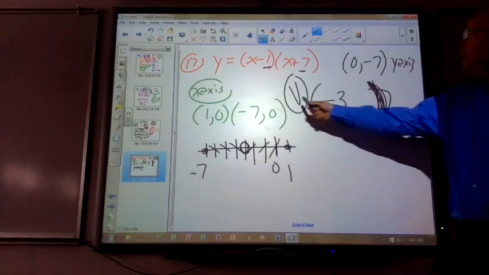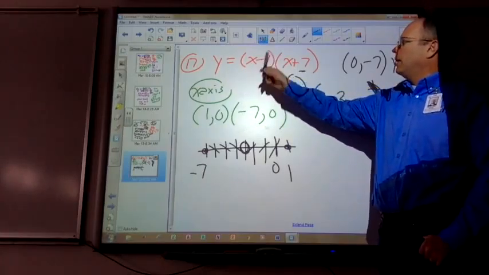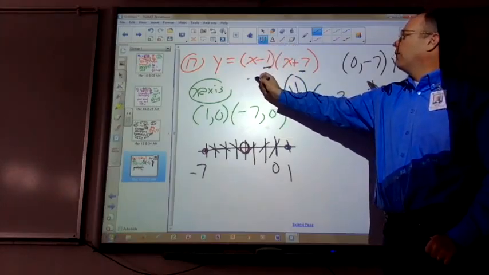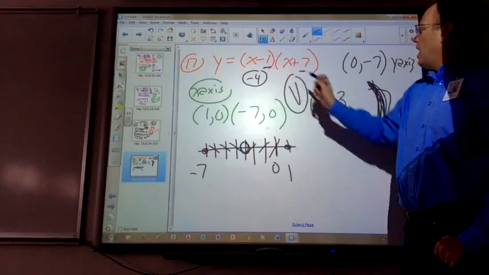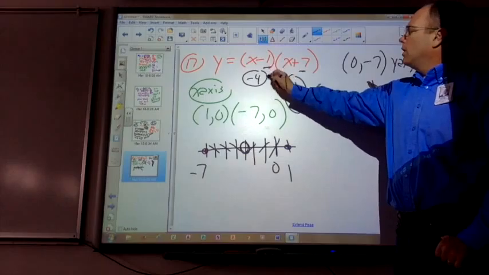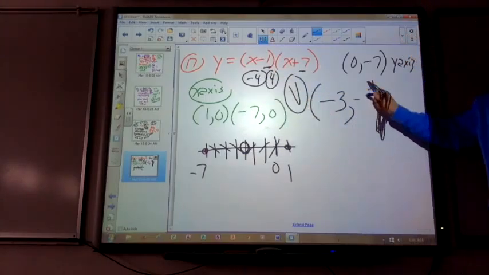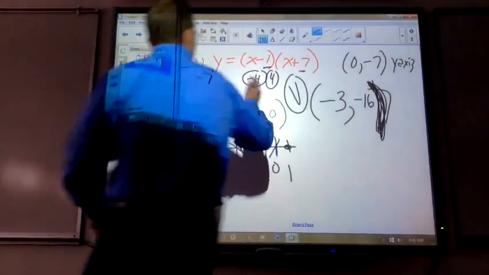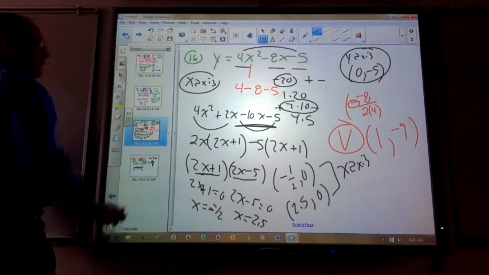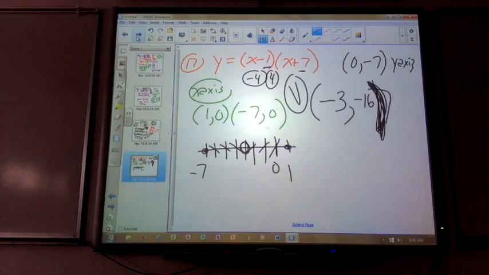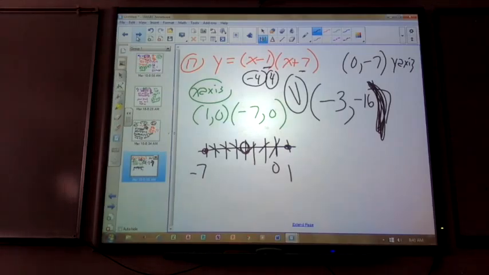All right, if I take negative 3, plug it in, I should get the y component of my vertex. Negative 3 minus 1 is negative 4. Negative 3 plus 7 is 4. Negative 4 times 4 is negative 16. There's my vertex. Hey, wait a minute. Look at how much work this one took, and this one took that much, and this one took that much. Holy moly. Sometimes it might not take as much work if it's factored.